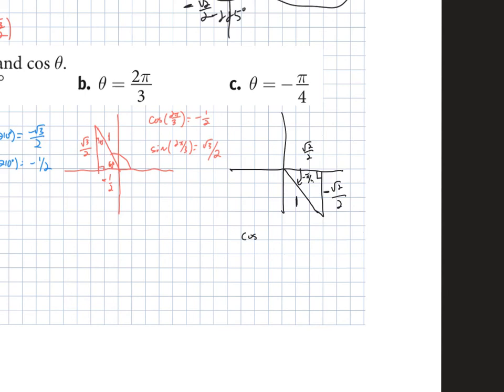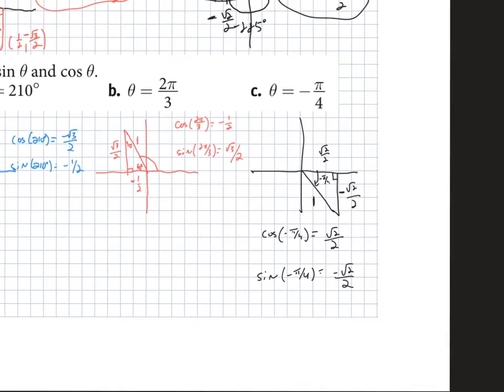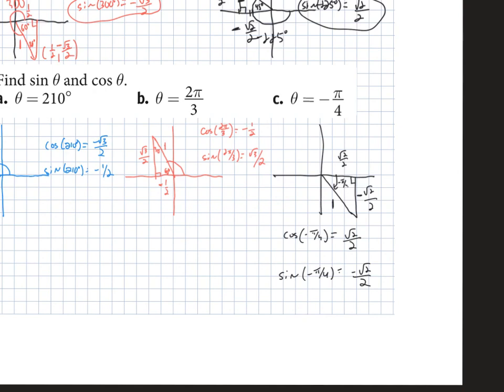So the cosine of negative pi over 4 is positive root 2 over 2, the x-coordinate. The sine of negative pi over 4 is the y-coordinate, negative root 2 over 2. And again, you could easily look these up on your unit circle, but as you get more used to it, we want you to get good at drawing them out and re-envisioning them in your head. So let's look at a couple more examples on the next page.